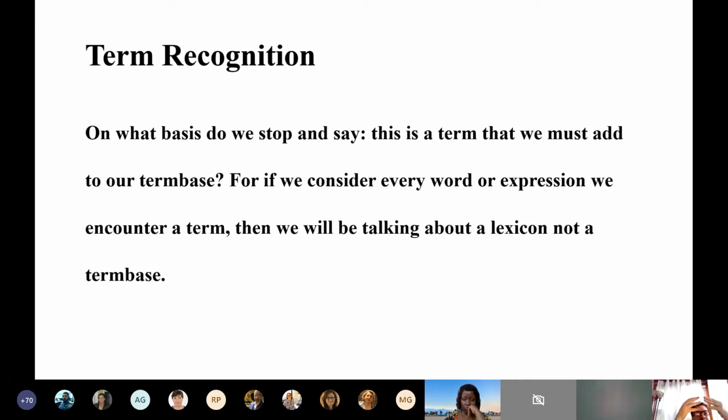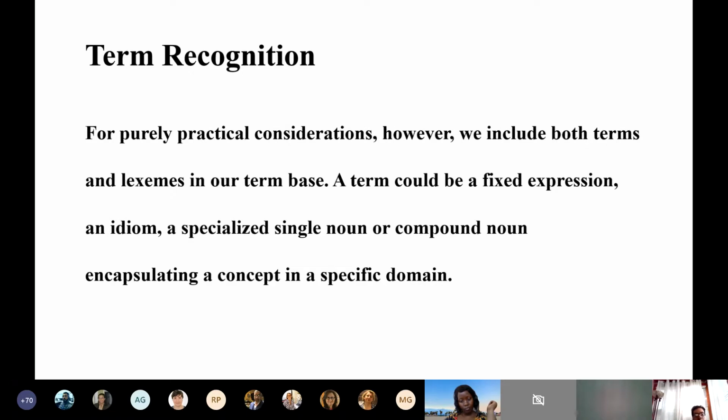So, as a translator as terminologist, or even a terminologist per se, on what basis do I stop and say, oh, this is a term that I must add to the term base, that I must suggest to the terminologist to add to the term base? For if we consider every word or expression we encounter as a term, then we'll end up talking about a lexicon, not a term base. But here in the UN, for practical considerations, we include terms and lexical items in our term base. So a term in our context could be a fixed expression, an idiom, a specialized single noun or compound noun encapsulating a concept. But there should be a limit, there should be criteria at the same time.